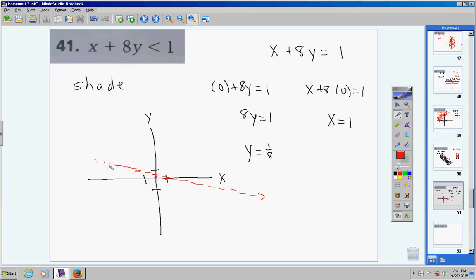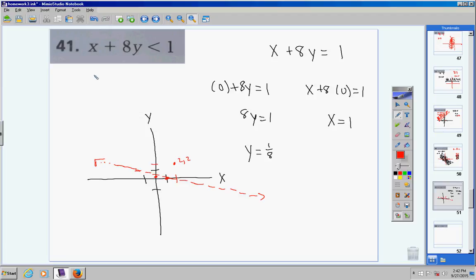Now, for me, I'm awful close to 0, 0. I'm not going to test a point that's close to 0, 0. So I'm going to test 2, 2. I'm going to test this point right here, 2 comma 2, to see where I shade. Okay, now you can test any point you want that does not fall on the line. I'm choosing 2 comma 2 because I feel like it.